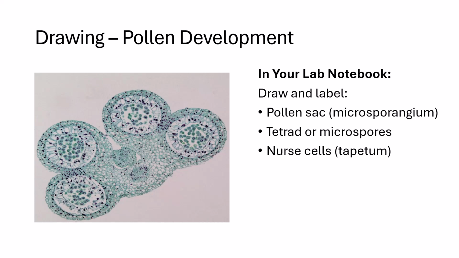Now create a label drawing of the anther cross-section. Draw one pollen sac in detail, label the microspores or tetrad and nurse cells. Show the arrangement of cells within the sac. Again, focus on structural relationships. Pause the video while you complete your drawing.